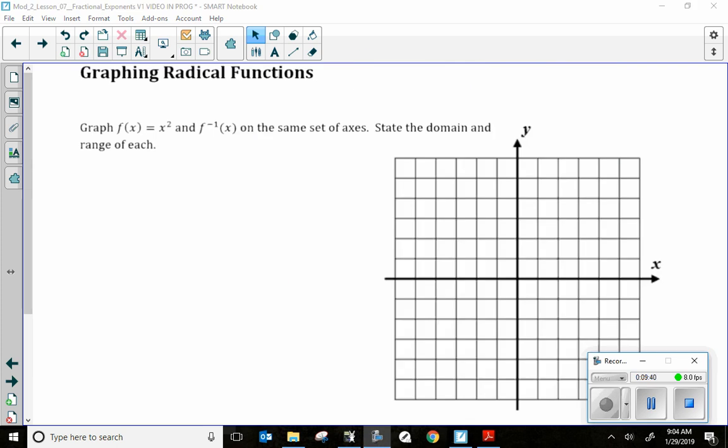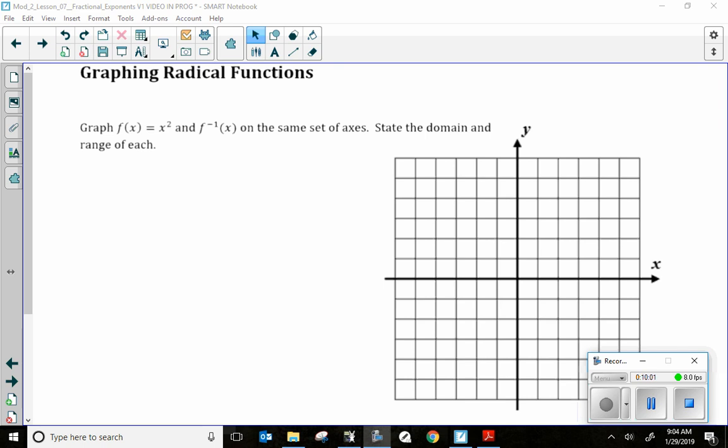Okay, graphing radical functions. I'm going to do this problem and one more, and then I'm going to call it end of notes, because I'm not too concerned about you graphing. On the final, you're going to have the graphing calculator, so I'm going to go over one or two of these just so that you know how to do them.